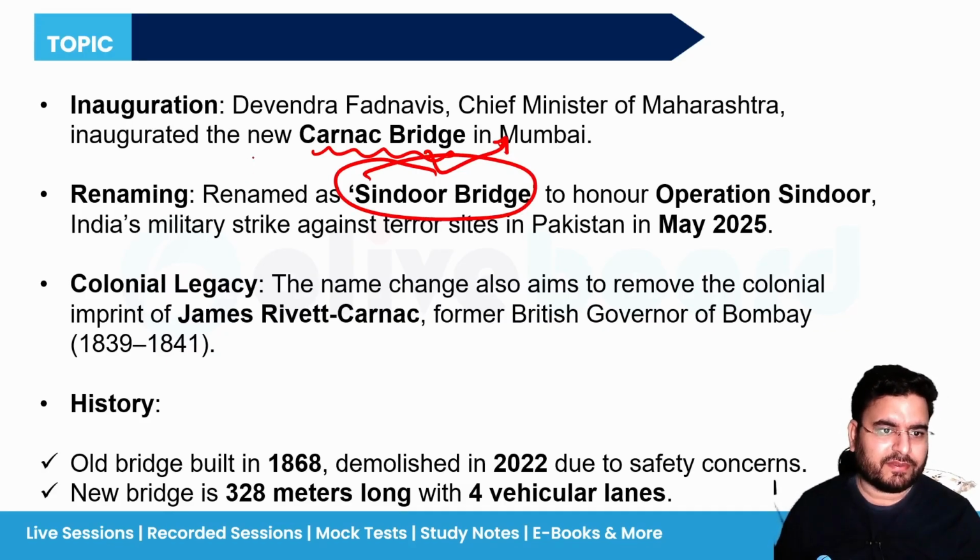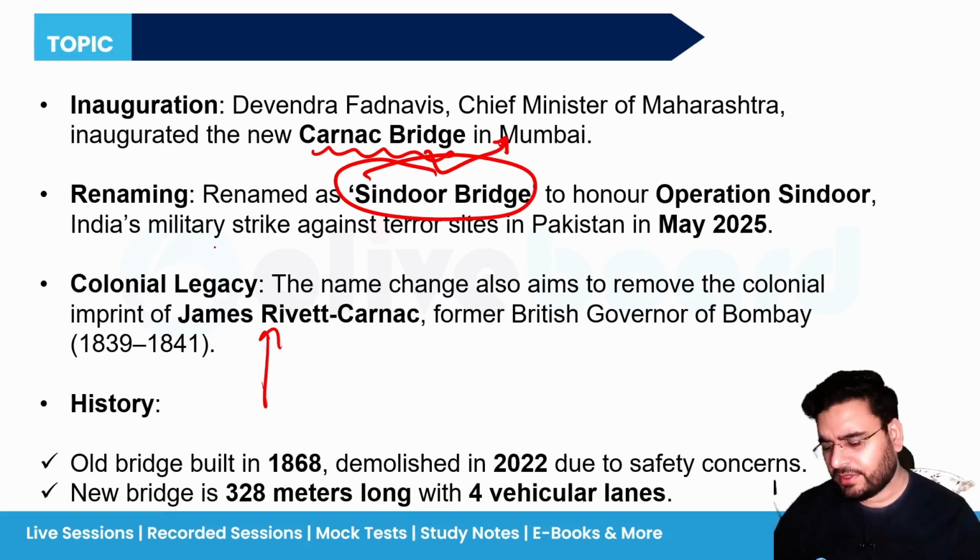Got it? And this Karnak Bridge was basically named after James Rivet Karnak. He was the former governor of Bombay during the British time. That's it. Nothing there to explain much.